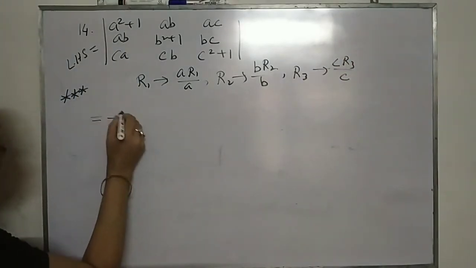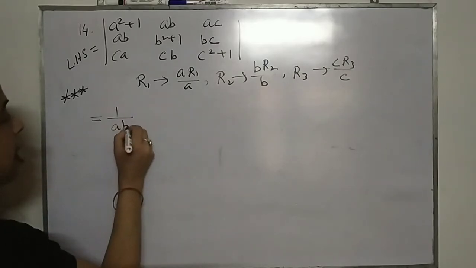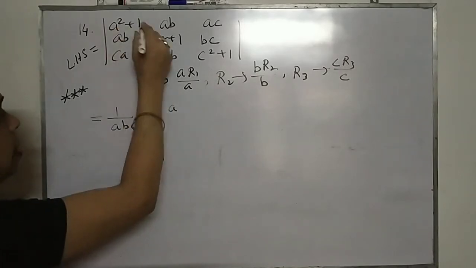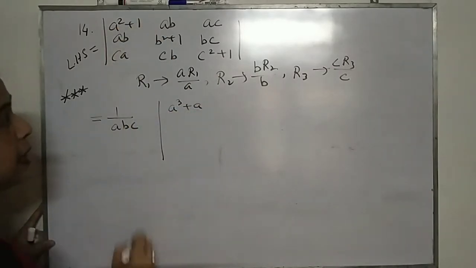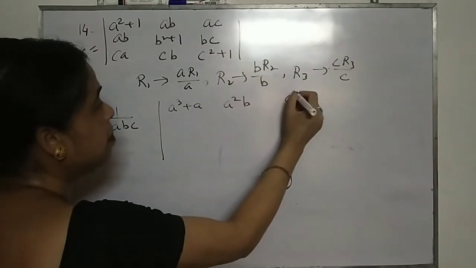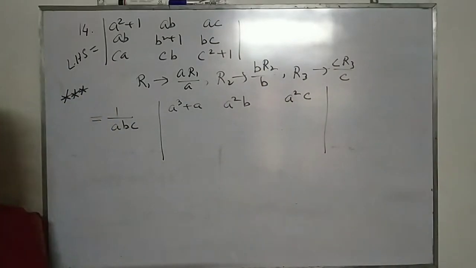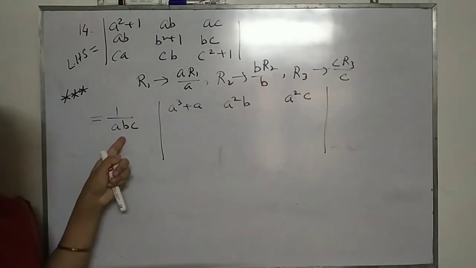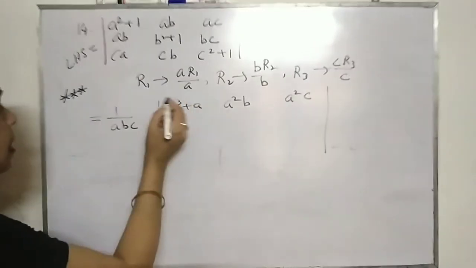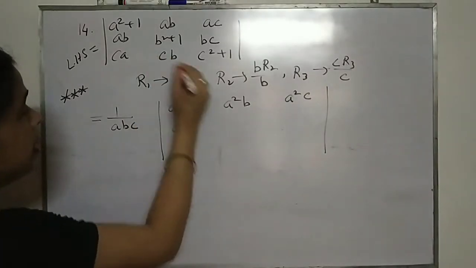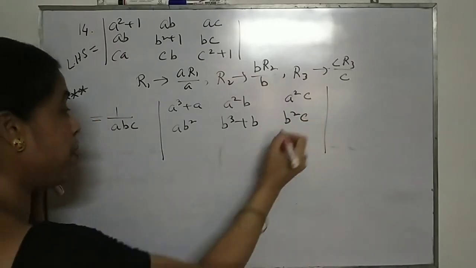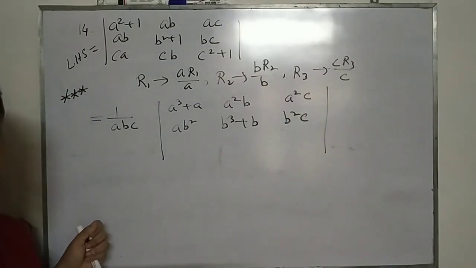So this denominator ABC I am writing outside. Then I multiply this first row by A. It becomes A into A square plus 1, that is A cube plus A. This I multiply with A, it becomes A square B, and here it has become A square C. Second row I multiply by B and I take common B outside. Actually this remains as it is, B will cancel out. So I multiply it by B, it becomes A B square. This is B cube plus B, and this one what? B square C, B square into C.